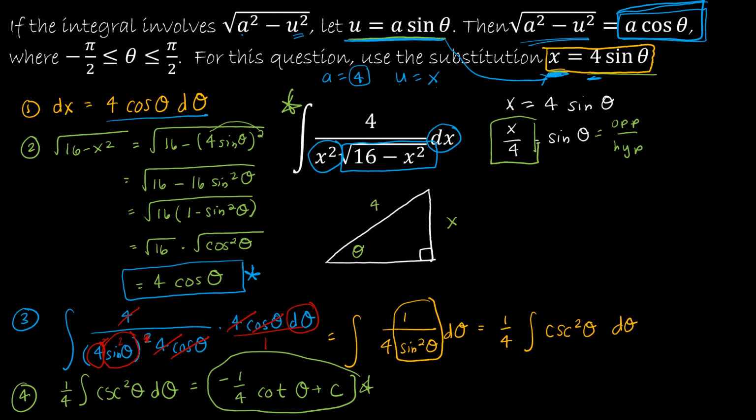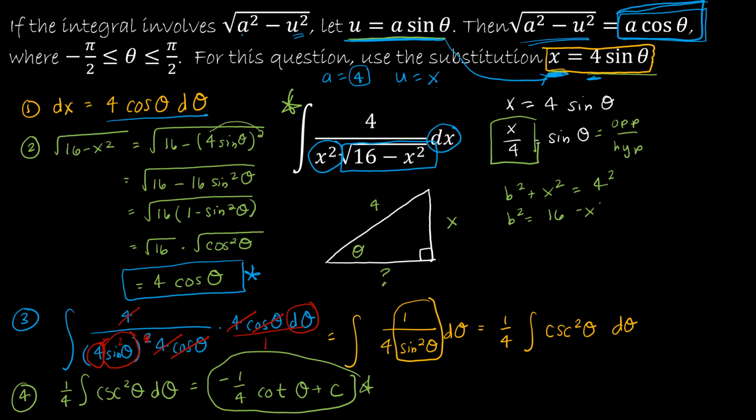And then I can use the Pythagorean theorem to find the missing side of my triangle. And so the missing side of my triangle is that, I'm just going to call it b. b squared plus x squared is equal to 4. And therefore b squared is equal to 4 minus x squared. Oh, I did that wrong. 4 squared, so that's 16.